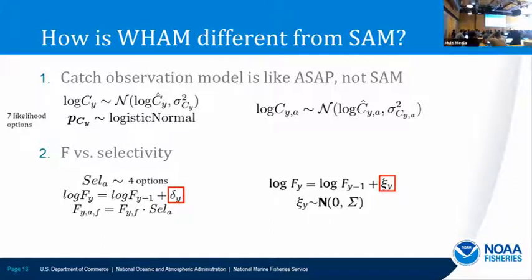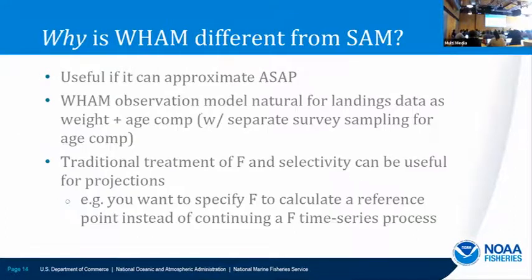And then the other big difference is how fishing mortality is configured. SAM has a random walk on fishing mortality, where there are several different options for how the deviations are correlated across years and ages. WHAM is configured like ASAP, where we have selectivity, and there are a few different options for that. And then fishing mortality is, again, a random walk, except the deviations in fishing mortality are estimated as free parameters right now. They're not random effects. So those are the two main differences.